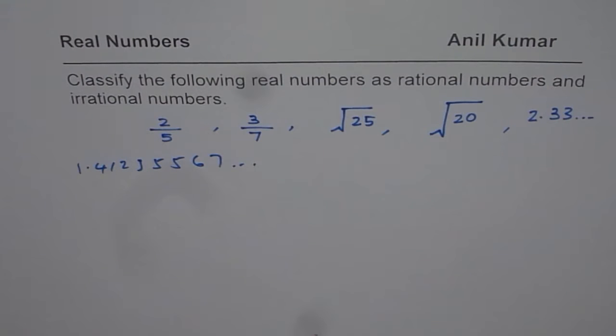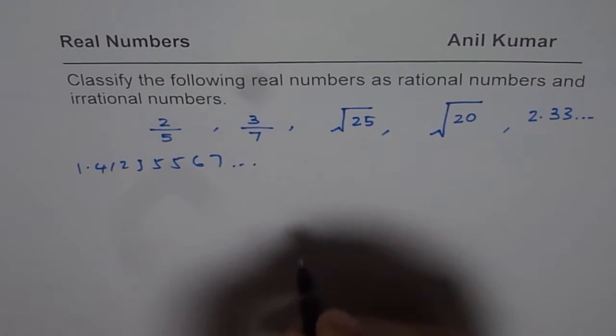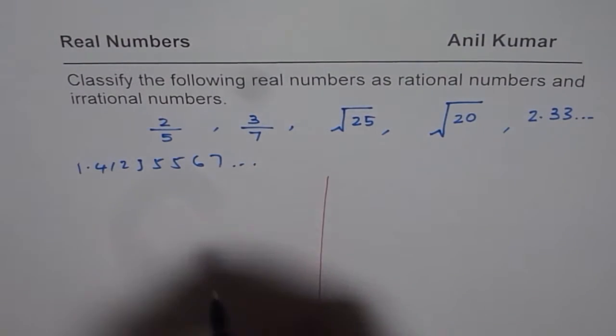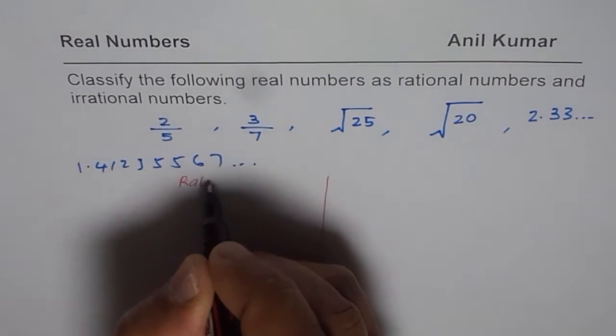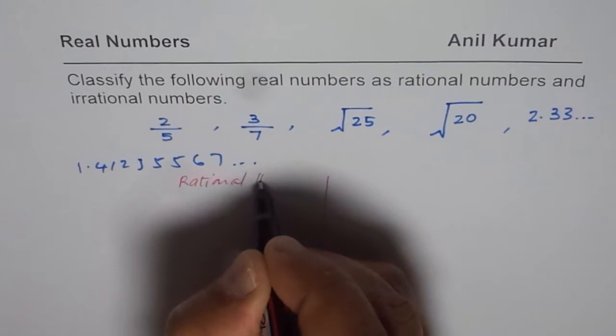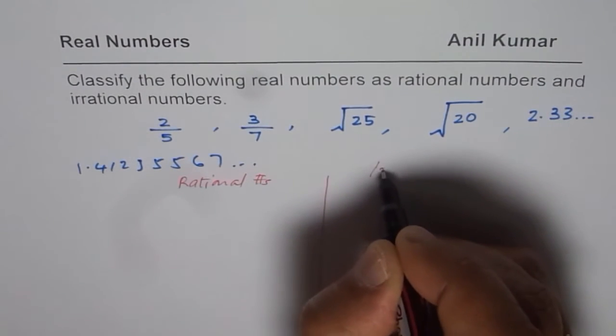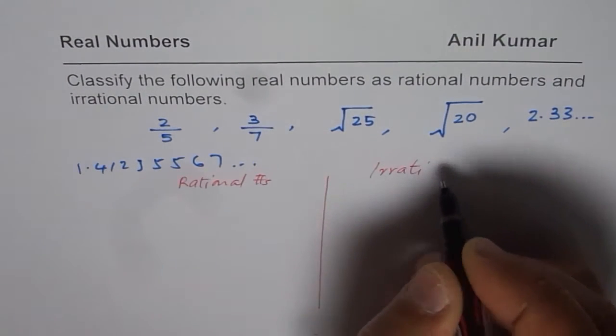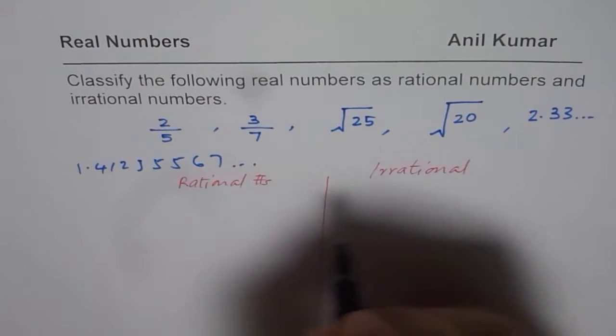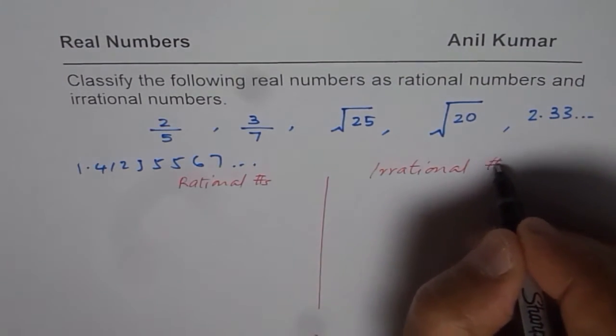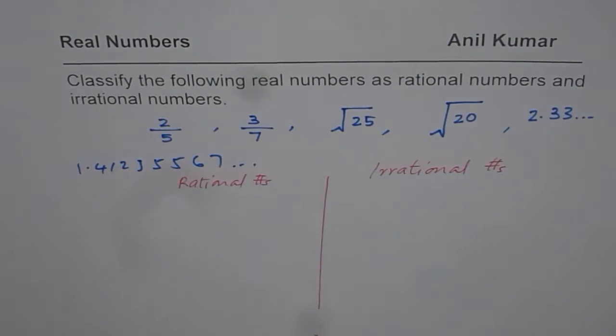Now your exercise is to write them as rational and irrational numbers, right? So let's make two groups, one group for rational numbers and the other for irrational. You can actually pause the video and place them in their corresponding groups.